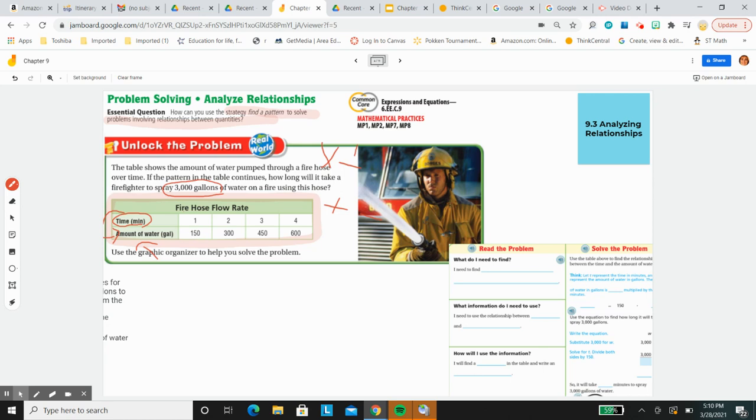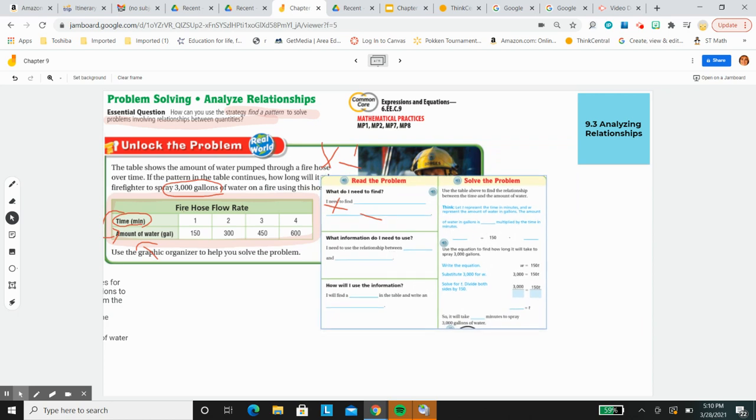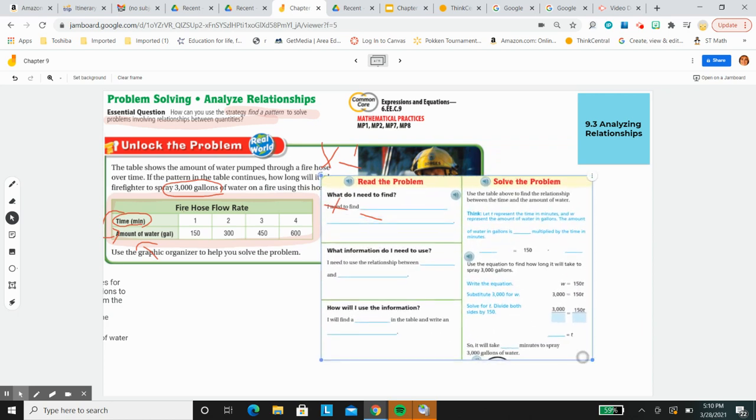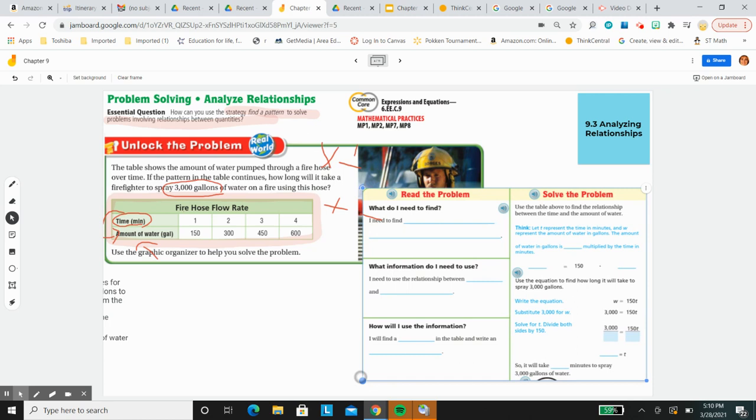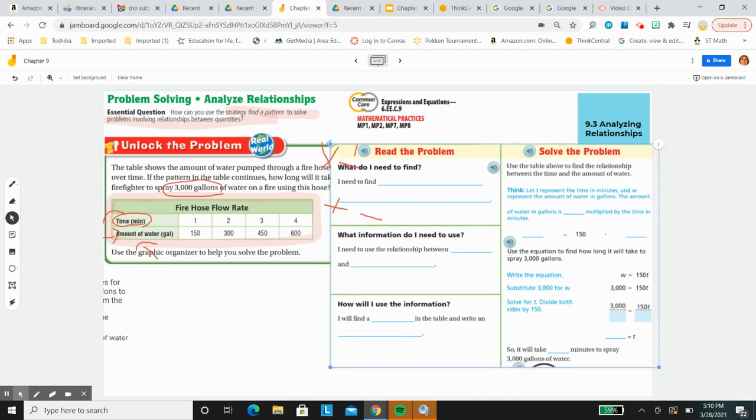So I'm going to take a moment here and I'm going to pull up for you this little chart that's in your book. So let me make this a little bigger. Get my computer to do as I say today. And it says here, what do I need to know to start out? What do I need to find? Well, it's asking me to find the time it takes for 3,000 gallons to spray from the hose, okay? The time that it takes.